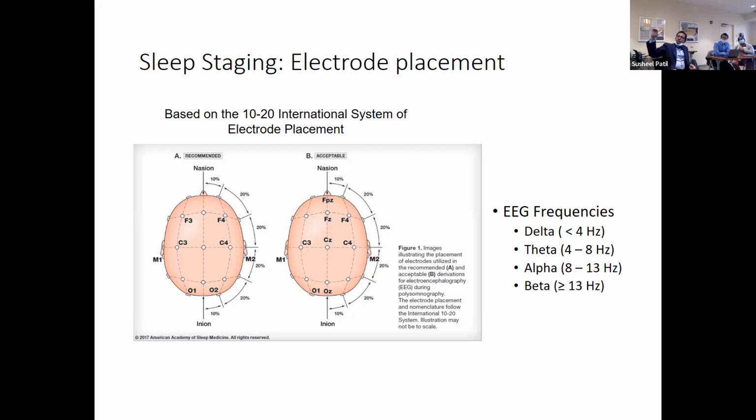There are four bands of frequencies that we're typically talking about. These are good numbers to just keep in your head. Delta frequency is less than 4 hertz. Theta frequency, which is most of what we're looking for in sleep, is 4 to 8 hertz. Alpha rhythm is 8 to 13 hertz. And high frequency beta is anything greater than 13 hertz.